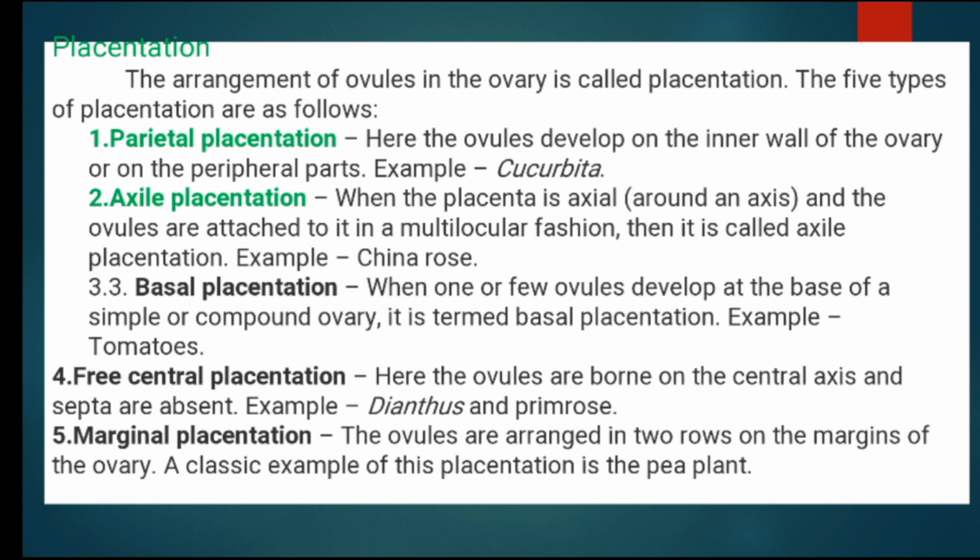This type is found in members of the natural order Fabaceae, also Caesalpiniaceae, in which the ovary is simple and monocarpellary. The placenta develops along the ventral suture only. So in marginal placentation the ovules attach at the margin, and the best example is a member of the Leguminaceae. So this is about placentations and their types.